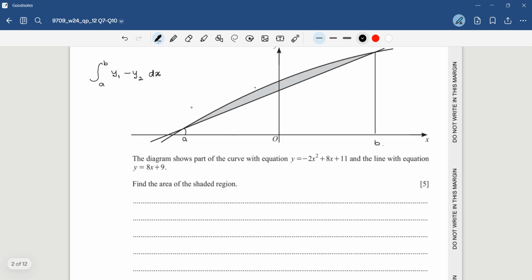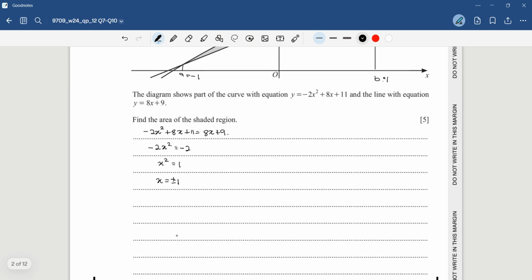So in order to do that, I need the coordinates a and b. So for that, I solve this equation. I equate negative 2x squared plus 8x plus 11 equal to 8x plus 9. So it's going to be negative 2x squared equal to negative 2. Therefore, x squared equal to 1. So your x equals plus or minus 1. So a equals negative 1, b equals 1.